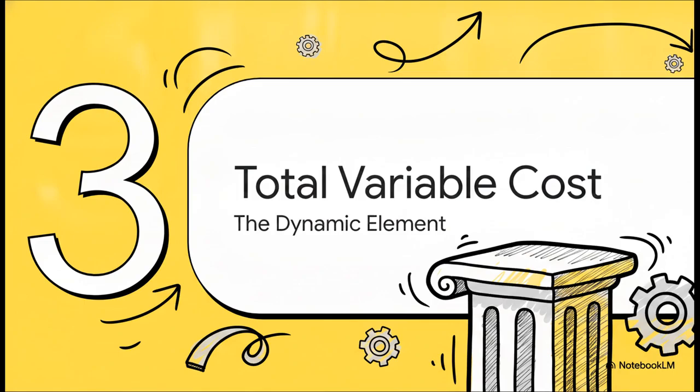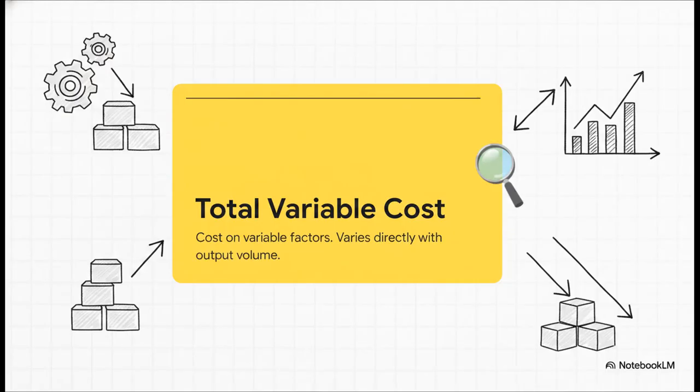Moving on to part three, total variable cost. This is where we introduce the dynamic element into the mix. So, unlike that fixed bedrock we just talked about, this cost scales directly with your activity. It's incurred on variable factors, meaning it rises as you produce more volume and it shrinks as you produce less.